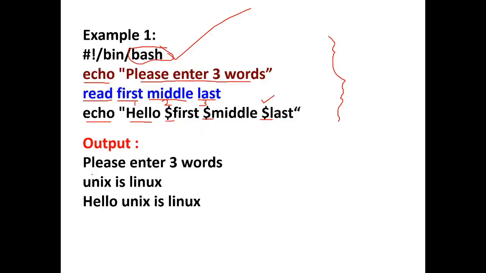So how is your output? Please enter 3 words. And which are your 3 words? Unix is Linux. Then the next statement is echo. It is going to display hello. Then what is stored in the first variable? Unix. What is stored in the second variable? is. And what is stored in the third variable? Linux.